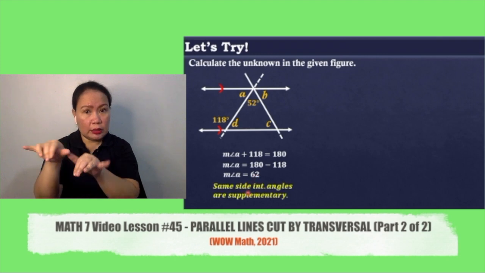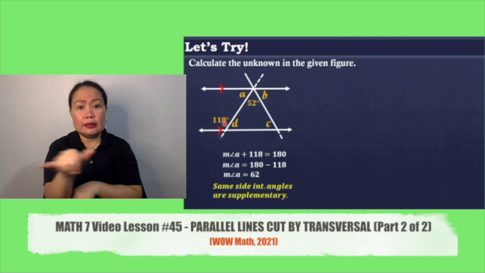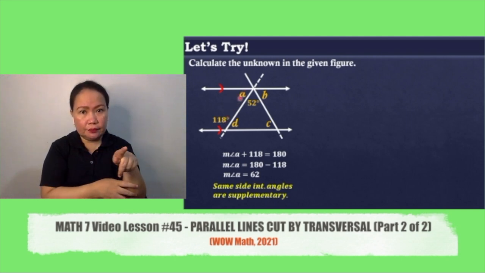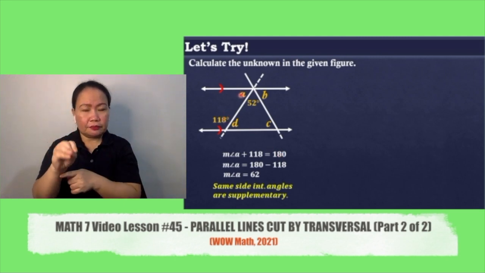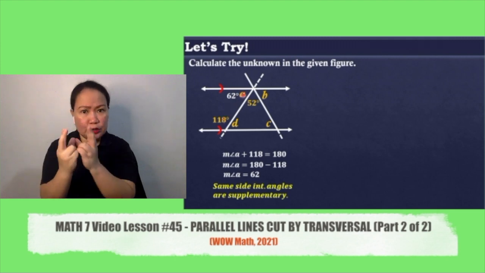Why? Same side interior angles are supplementary. So, itong dalawang to ay same side interior. So, kapag same side interior, dapat 180. Okay, so, para maging 180 sila, ano dapat ang measure ni angle A? 62 degrees. Okay, so dapat alam natin yung relationship.